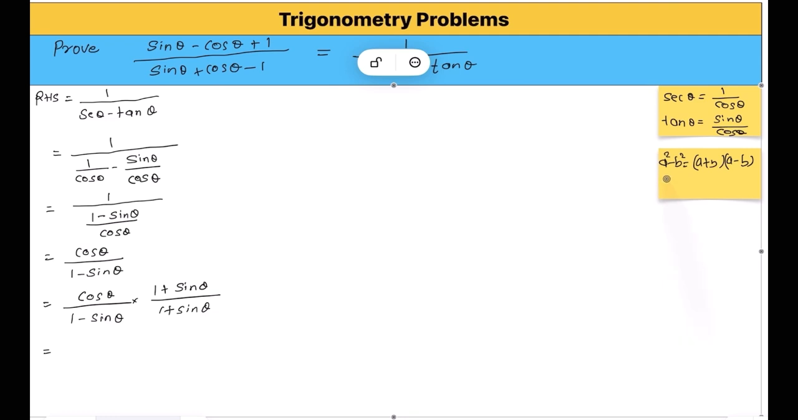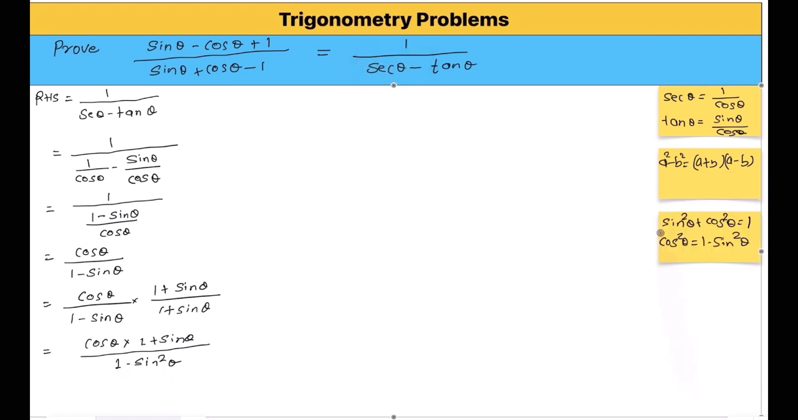Now we can use a square minus b square is equal to a plus b, a minus b for the denominator. 1 minus sin theta, 1 plus sin theta. We will be having 1 square minus sin square theta. So what we get total is cos theta into 1 plus sin theta, numerator as it is, divided by, in denominator, we get 1 square, that is nothing but 1, minus sin square theta.